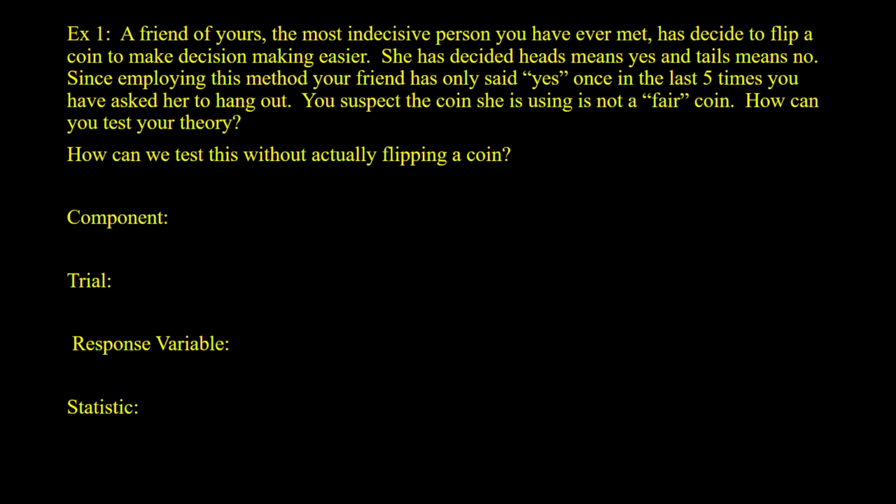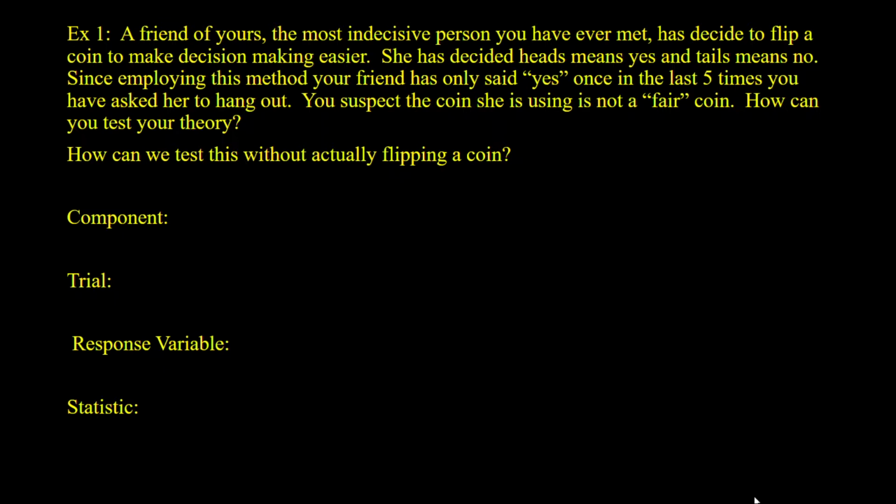Chapter 10, Example 1. A friend of yours, the most indecisive person you have ever met, has decided to flip a coin to make decision making easier. She's decided heads means yes and tails means no. Since employing this method, your friend has only said yes once in the last 5 times you've asked her to hang out. You suspect the coin she is using is not a fair coin. How can you test your theory?